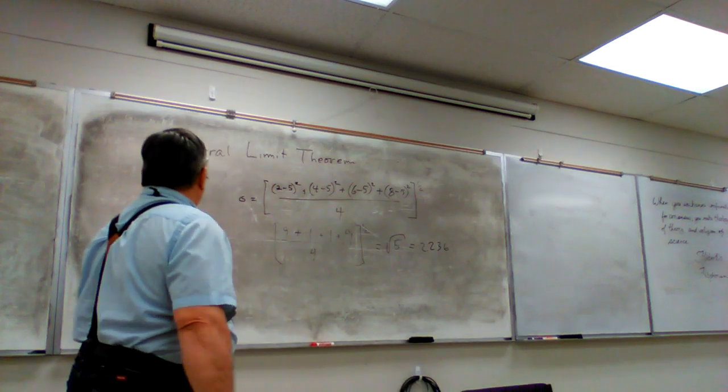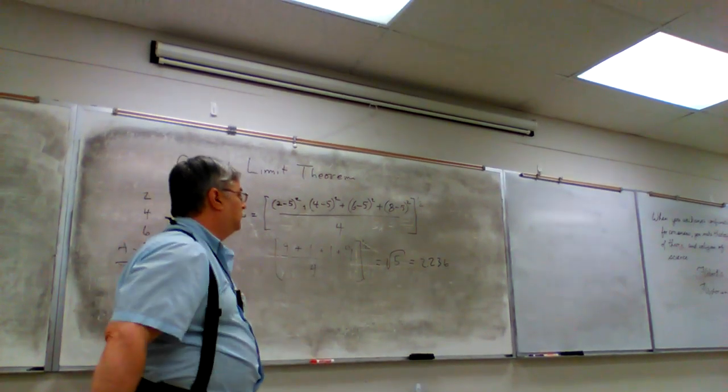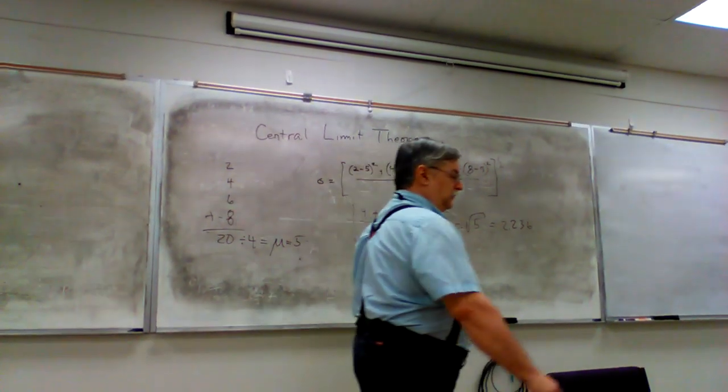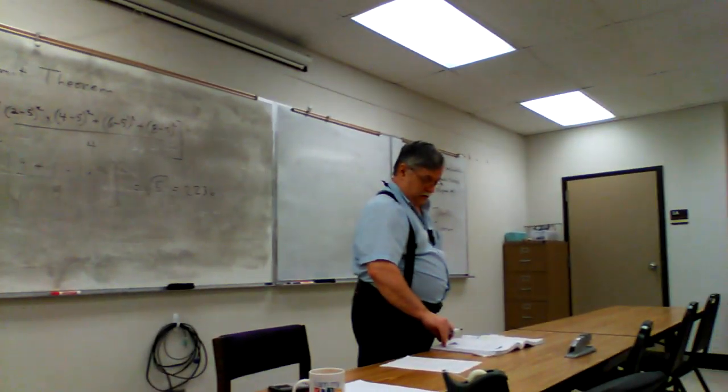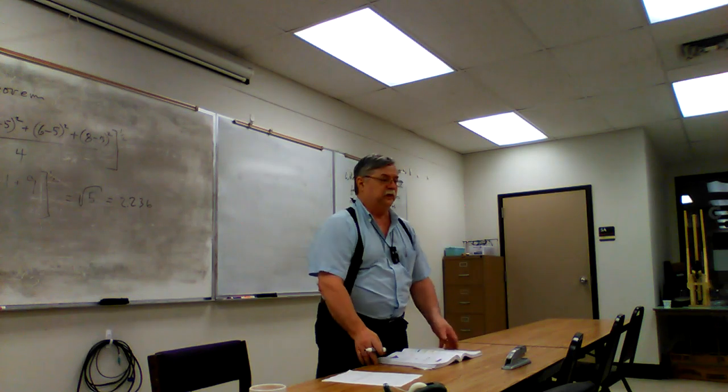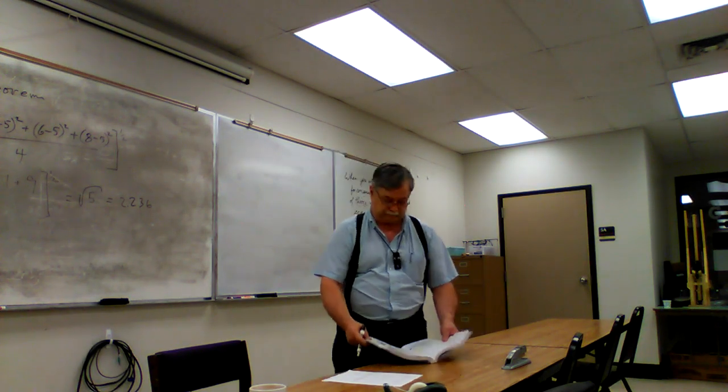These are the actual parameters. It's 5, and 2.236 is the standard deviation. So now let's demonstrate the central limit theorem.